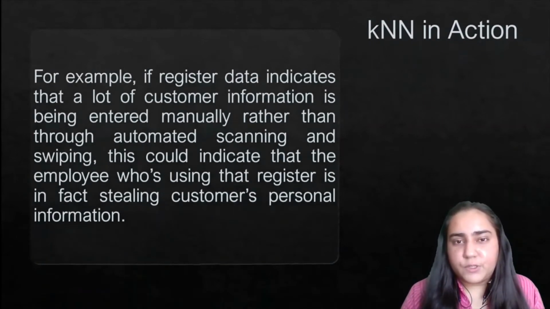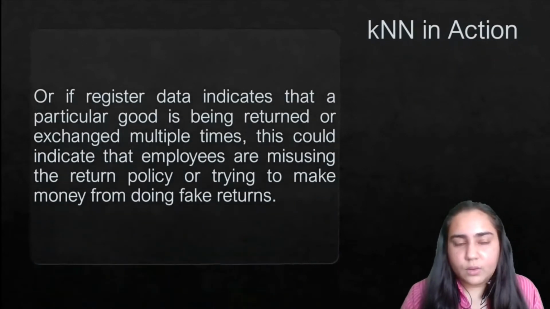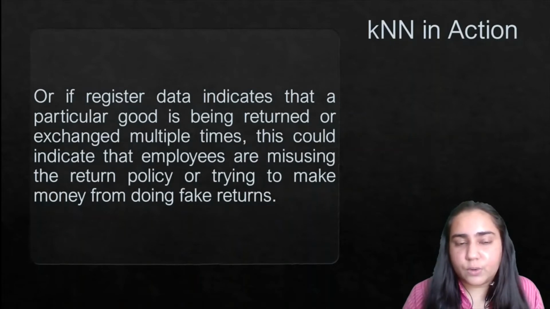For example, if register data indicates that a lot of customer information is being entered manually rather than through automated scanning and swiping, this could indicate that the employee who's using that register is in fact stealing the customer's personal information. Or if register data indicates that a particular good is being returned or exchanged multiple times, this could indicate that employees are misusing the return policy or trying to make money from doing fake returns.